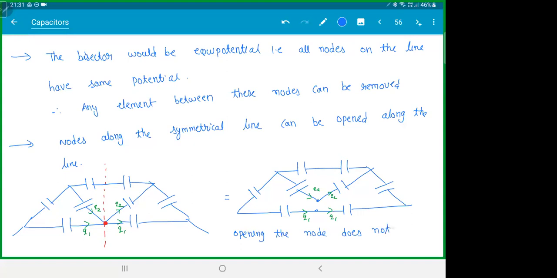So you can open the node. It doesn't mean that the node is there or not there. It doesn't make sense. It does not affect the flow. Let me take a little more of this. So this example which I drew now.